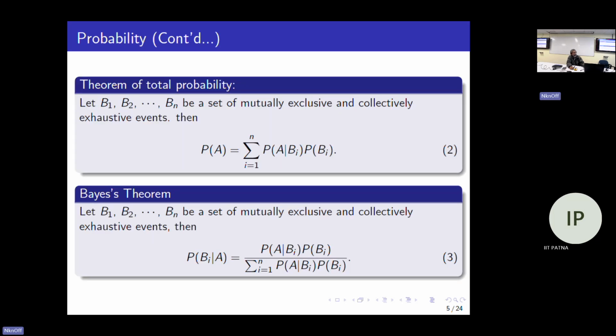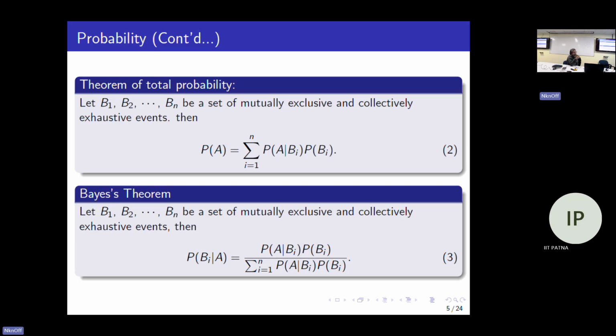Another important theorem is the theorem of total probability. Suppose B1, B2, up to Bn are mutually exclusive events and collectively exhaustive. That means if your sample space is like this, B1, B2, B3, B4, and you have this set A, then the probability of A is the probability of A intersection B1 into probability of B1, plus probability of A intersection B2 into probability of B2, the sum of all of this. This is called the total probability.